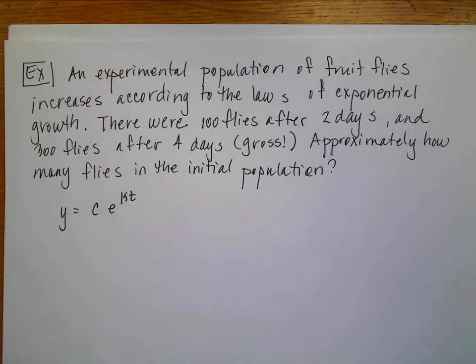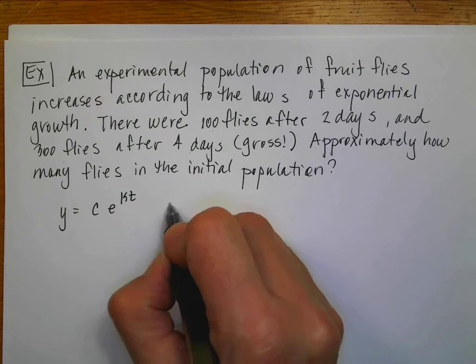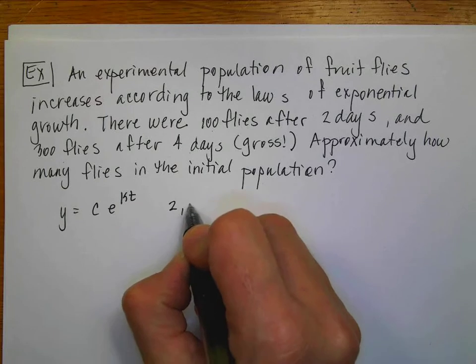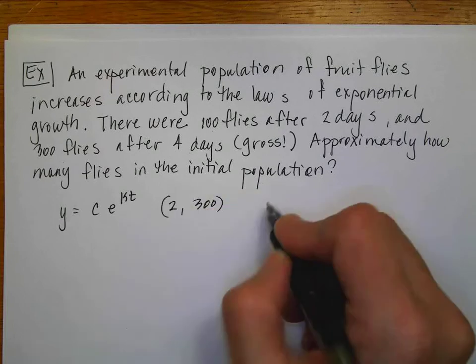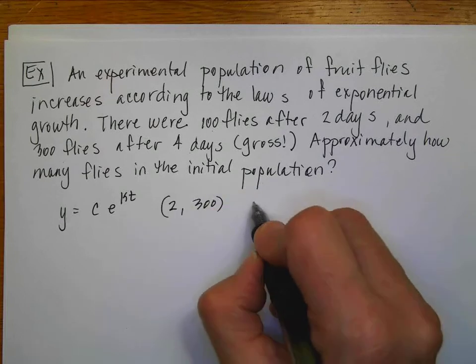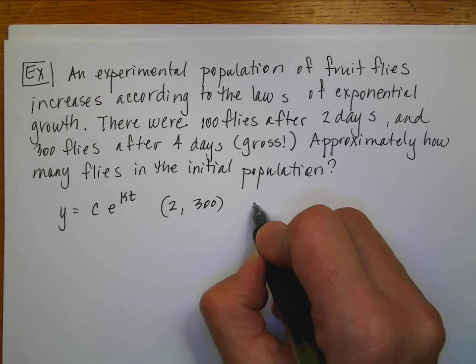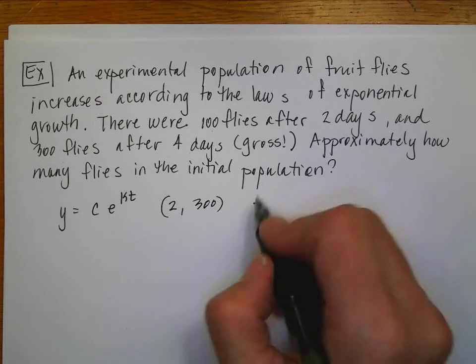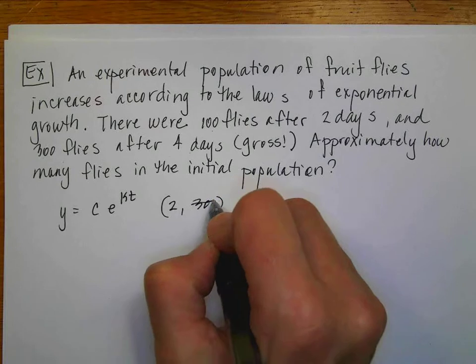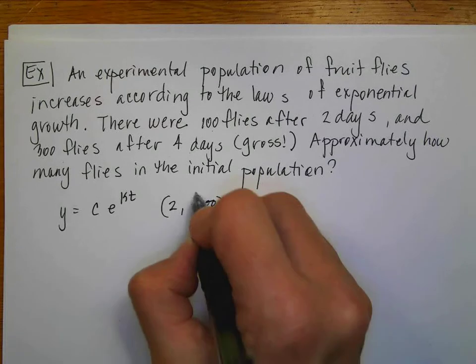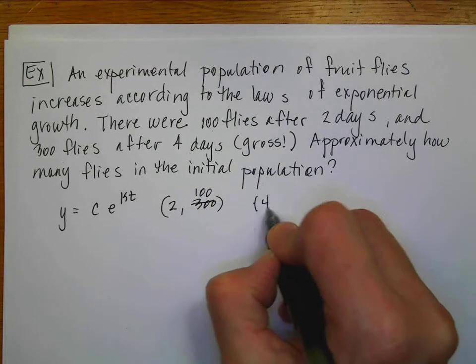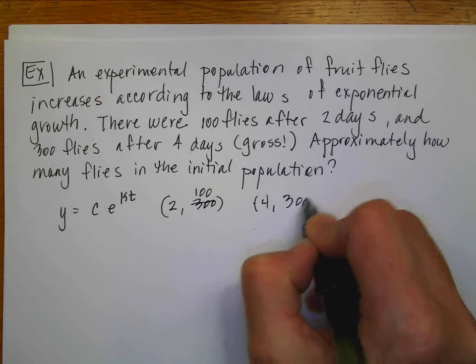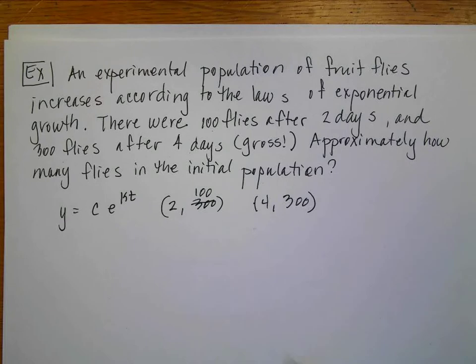So in this one, I'm going to use y is equal to C e to the kt, and I have two data points. Oh, I got my numbers mixed up. Sorry. There were 100 flies after 2 days, right? There's my 100 flies, and then 300 flies after 4 days. Alrighty, now we're rocking and rolling.